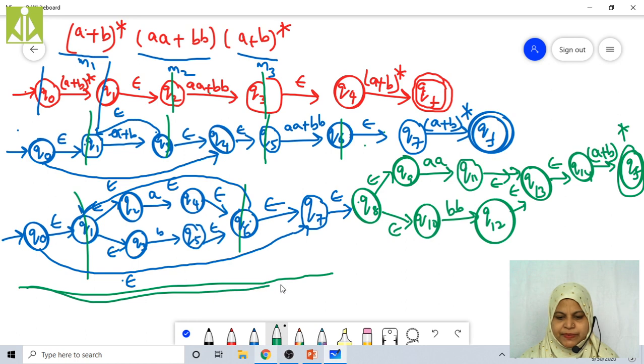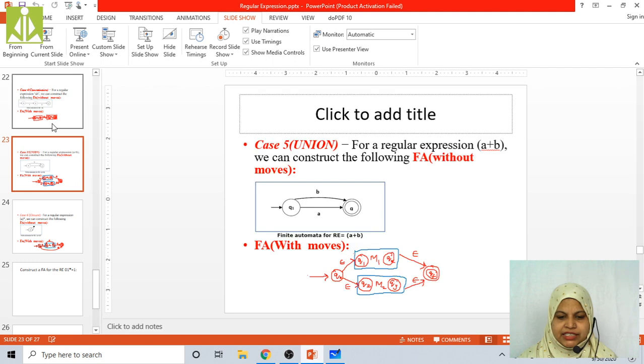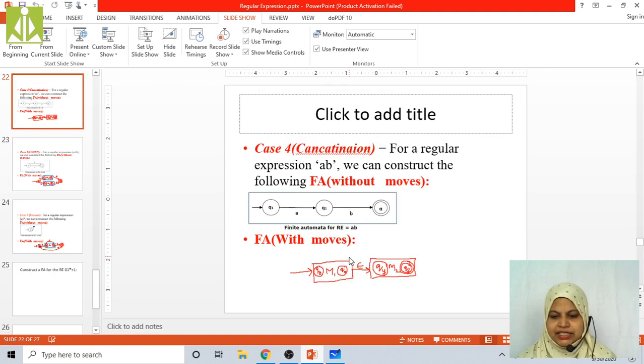Here I don't have this space, that's the reason I am not drawing this here. Then here directly I am writing from Q8, epsilon, Q9, AA. AA is the concatenation, M1 epsilon M2.